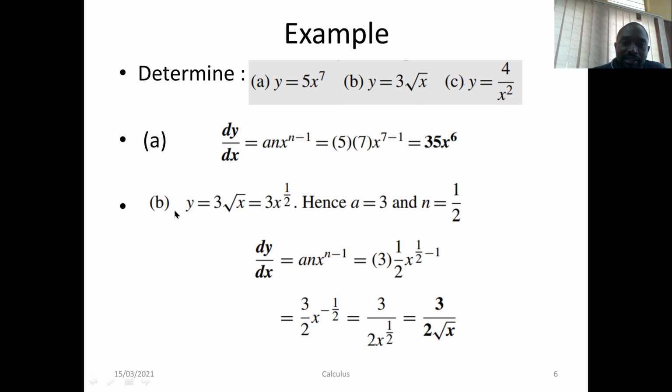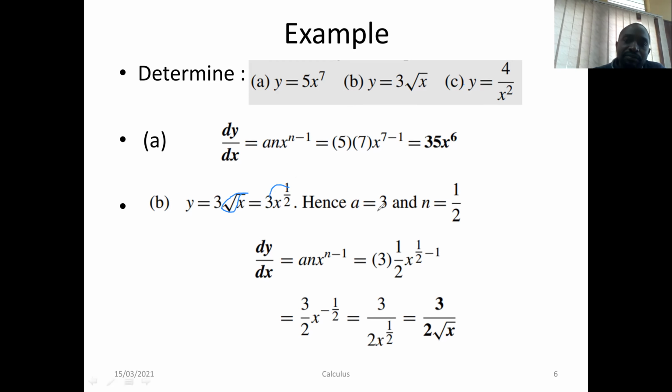In this case, example B, you have y equals 3 multiplied by root of x. Now, 3 multiplied by root of x. This root here can be simplified as x to the power half. Therefore, x will now have a power of half, which is basically a root. Then this power can be multiplied again by the coefficient 3.